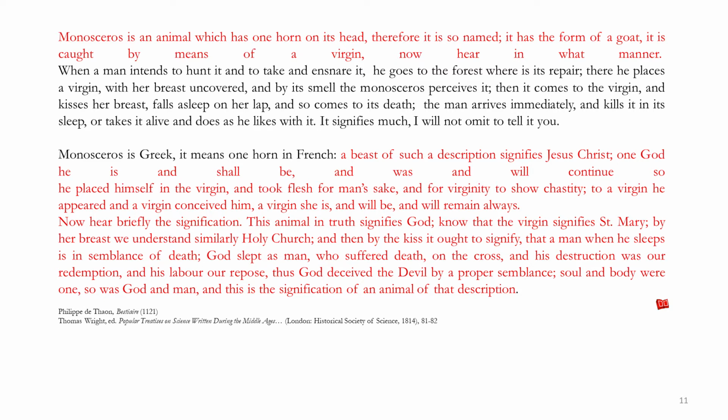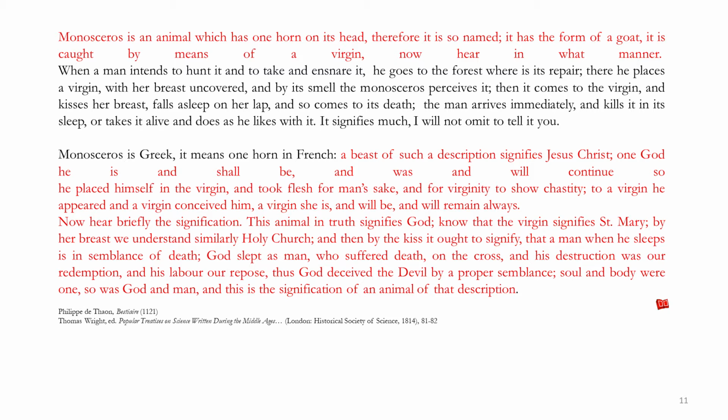Now, an exact explanation of this was also put into words in a larger passage in another 12th century bestiary. This goes like this: Monoceros, or the unicorn, is an animal which has one horn on its head, therefore it is so named. It is in the form of a goat rather than that of a horse. It is caught by means of a virgin. Now here, in what manner? And then you have the description of what exactly happened, right? How the virgin attracts the unicorn and so on and so forth.